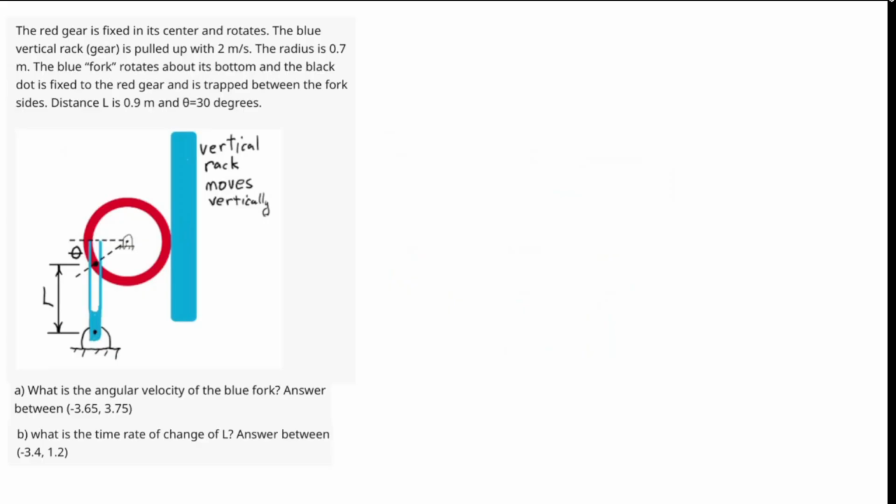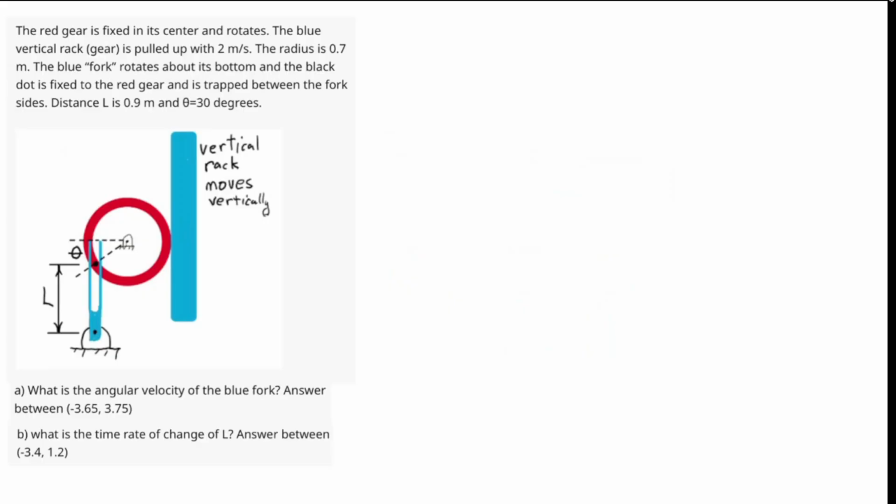think about this. Okay. So moving forward, the question reads that the red gear is fixed in its center and rotates. The blue vertical rack is also a gear, right? So it's got gear teeth. So both of them have gear teeth. That lets us know there's going to be a no slip condition. So neither of these are going to be slipping off each other. And is pulled up with 2 meters per second, right? So that's the speed it's moving vertically. The radius is 0.7 of the blue gear.